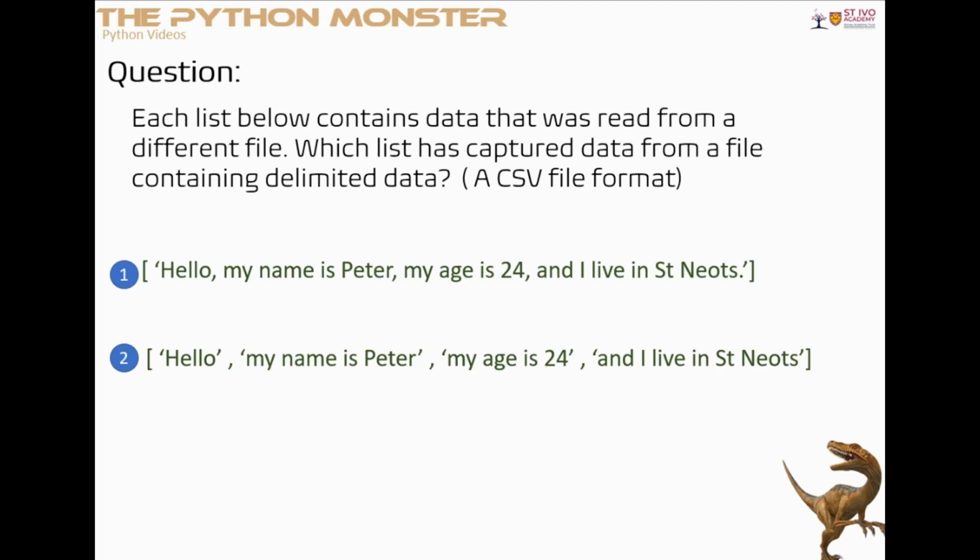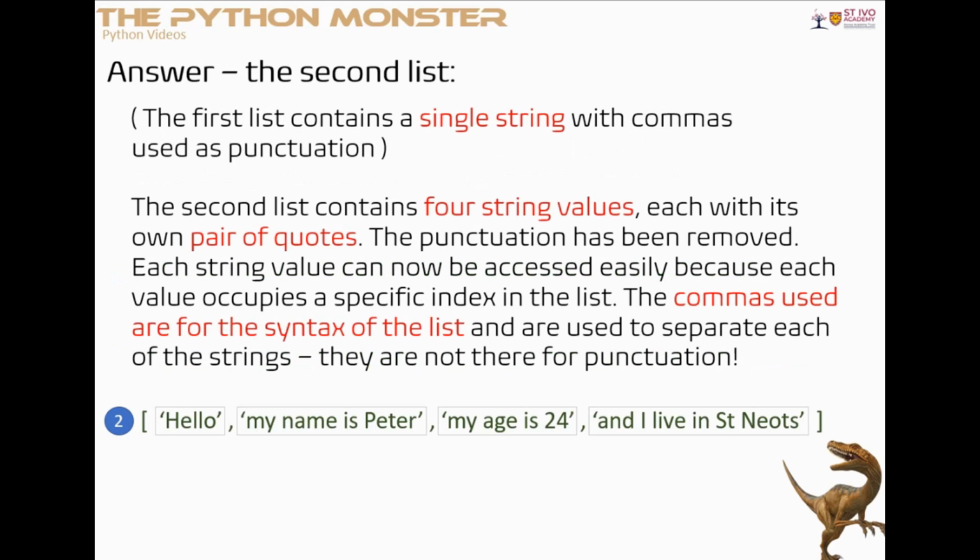The answer actually is the second list, because the first one just contains one single string and the commas are used as punctuation. And you can check that out, because if you look at either end of the string you will see an opening quote and a closing quote, which of course designates the one string as a string data type. The second list, I've just reproduced it at the bottom of the screen there guys so you can see for yourself.